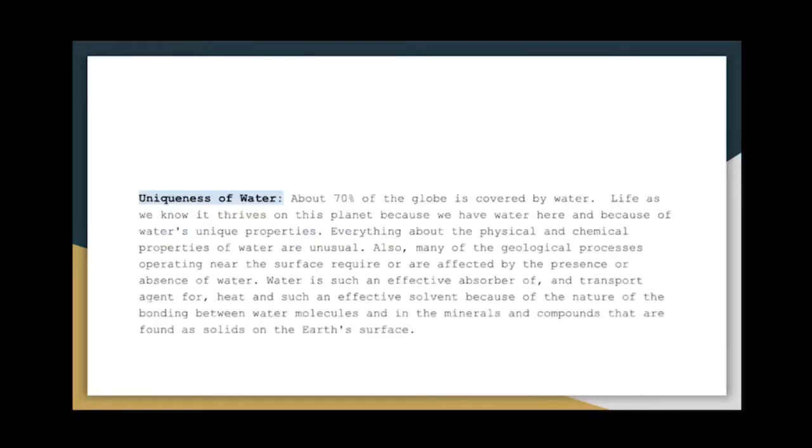The uniqueness of water. About 70% of the globe is covered by water. Life as we know it thrives on this planet because we have water here and because of water's unique properties. Everything about the physical and chemical properties of water is unusual. Also, many of the geological processes operating near the surface require or are affected by the presence or absence of water.